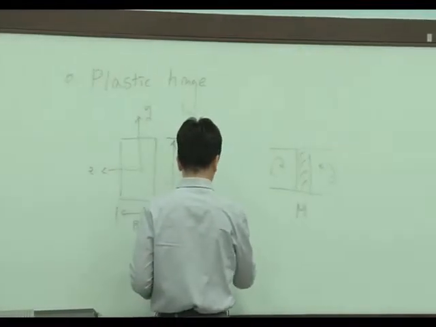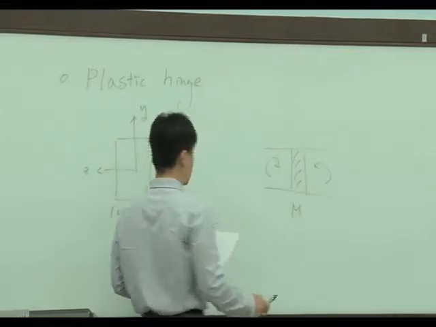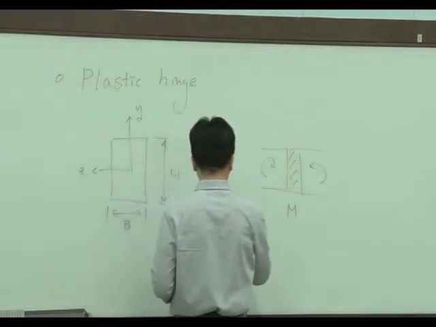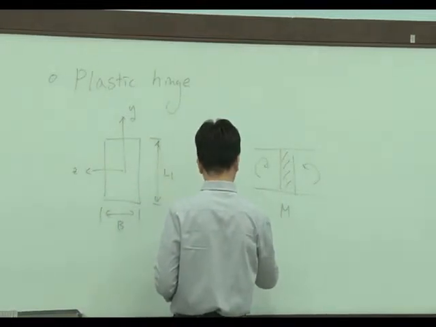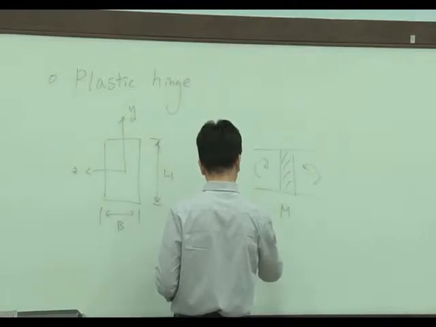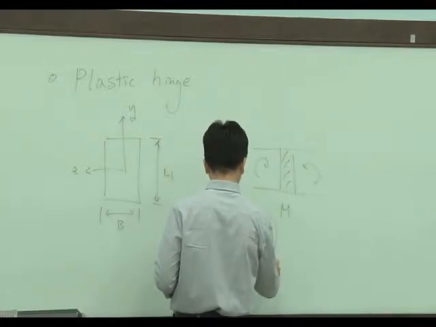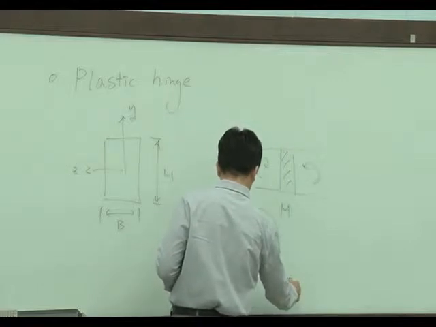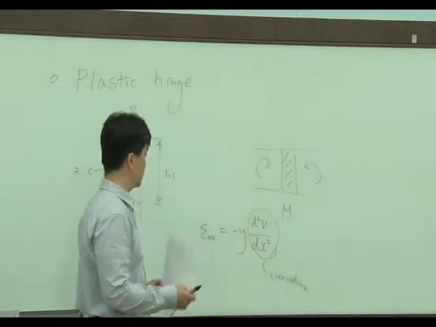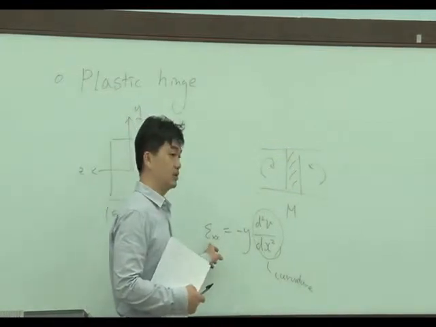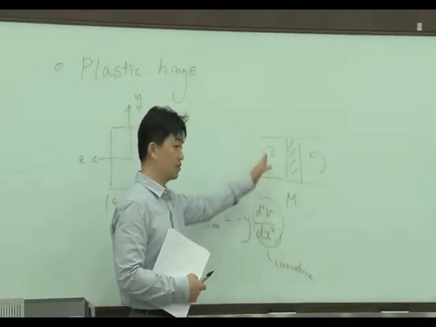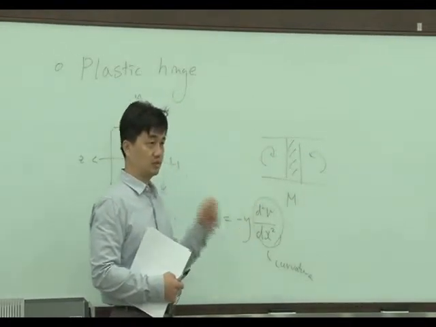Then the strain in x direction, so the beam length direction, equals minus y and curvature. This means curvature, right? So if you look at this equation, the longitudinal strain xx is linear through the thickness of the beam, right?